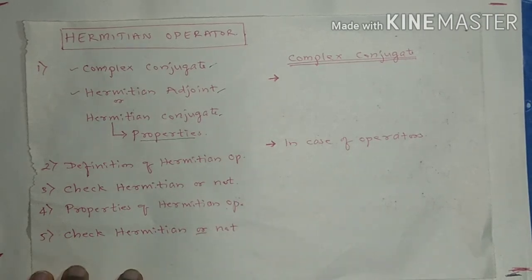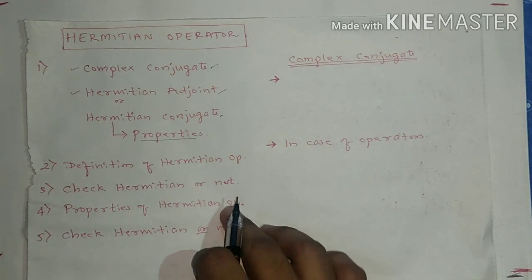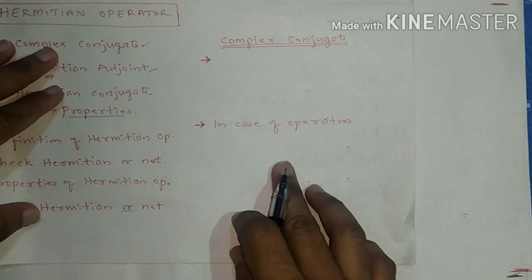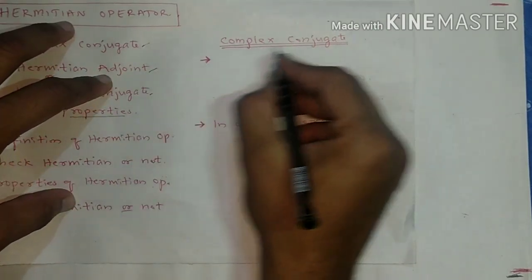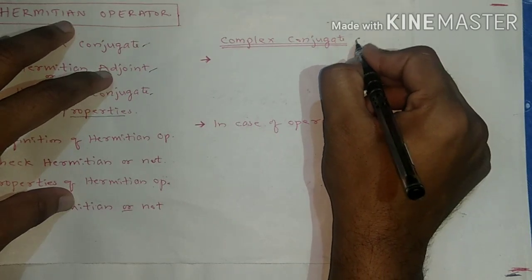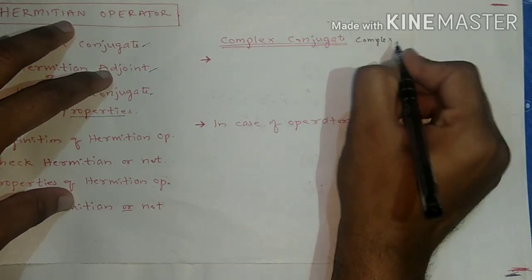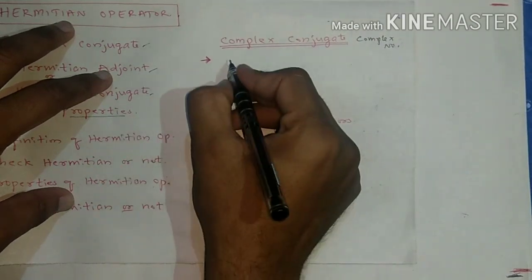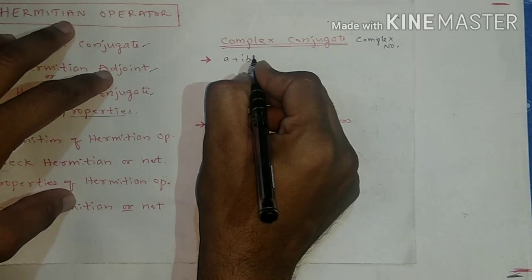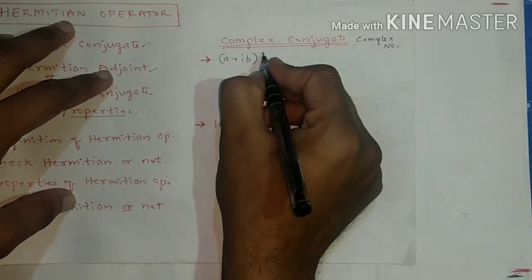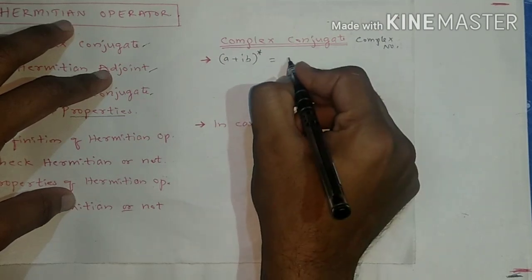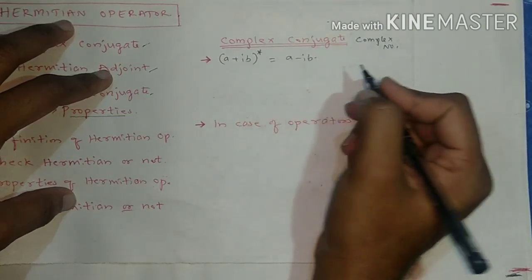So in the beginning, let us understand what we mean by complex conjugate. This complex conjugate is for complex numbers. So suppose I have a complex number a plus ib, then the complex conjugate of this, which is written as a star mark, is equal to a minus ib.